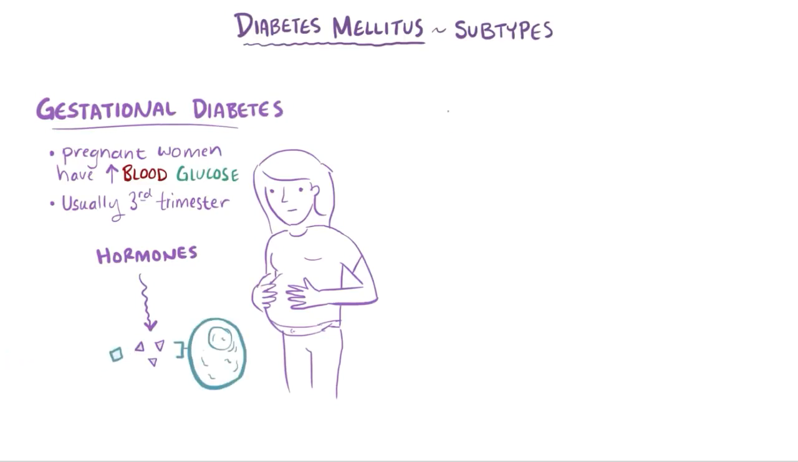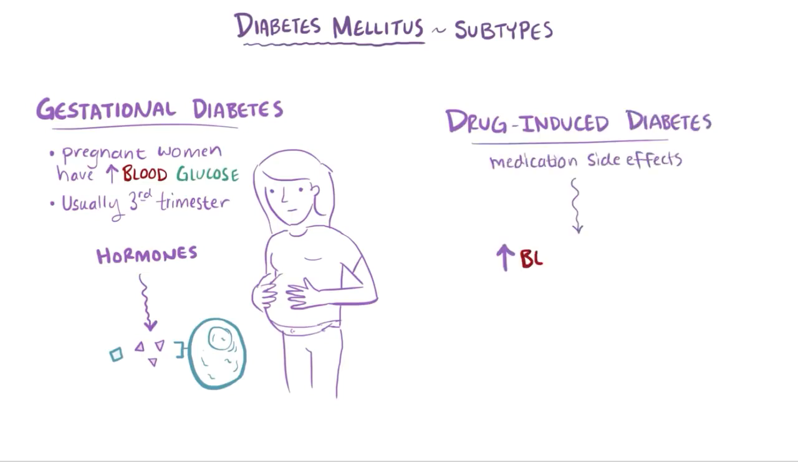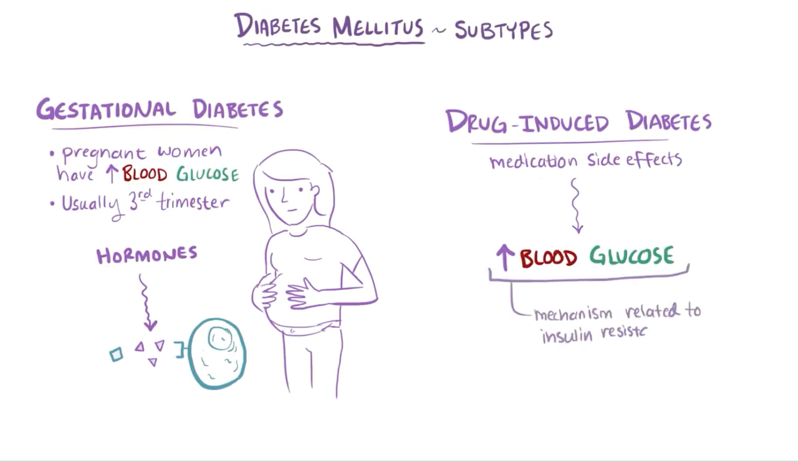Also, sometimes people can develop drug-induced diabetes, which is where medications have side effects that tend to increase blood glucose levels. The mechanism for both of these is thought to be related to insulin resistance, like type 2 diabetes, rather than an autoimmune destruction process like in type 1 diabetes.